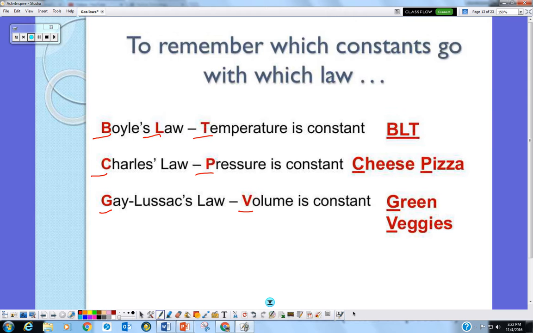For me, it's easier just for me to remember the relationships. Lussac, G and V. Volume is constant, so green veggies will help you remember Lussac. And you could even say green leafy veggies, and incorporate the L in there. I did do that when I was younger.